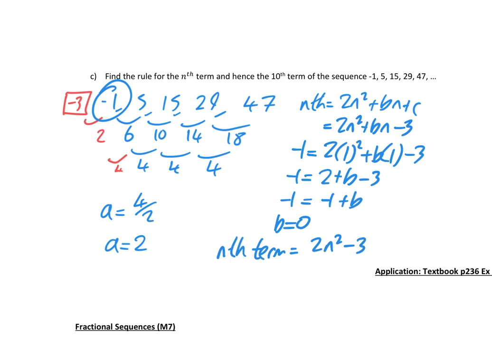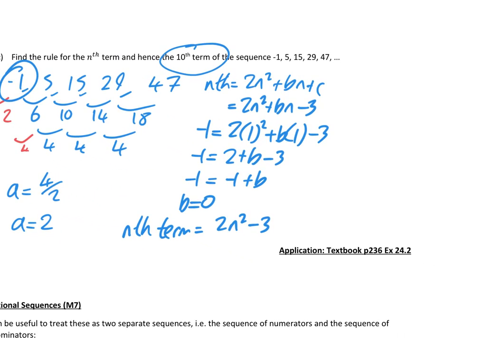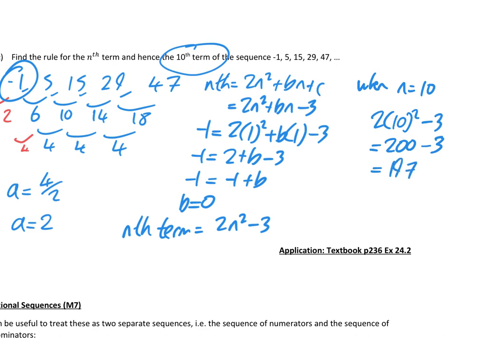Now all we're left to do is find the 10th term. So we're using 2n squared minus 3, so we'll just say when n is equal to 10, 2 times 10 squared then minus 3 is going to be 200 minus 3, which is going to be 197. So your answer, 10th term, is equal to 197. And that is it done.